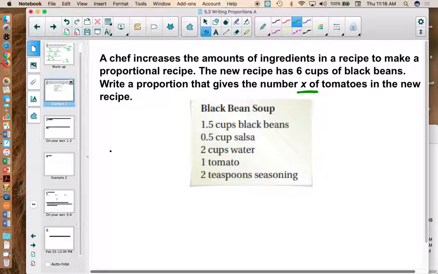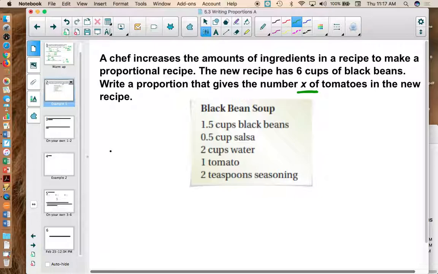Well, what is the ratio of black beans to tomatoes in the recipe that we have right now? Haley, what's the answer to that question? I don't know what you're doing, but I want it stopped, and I want you to pay attention. If you have something you're playing with, put it on my desk.